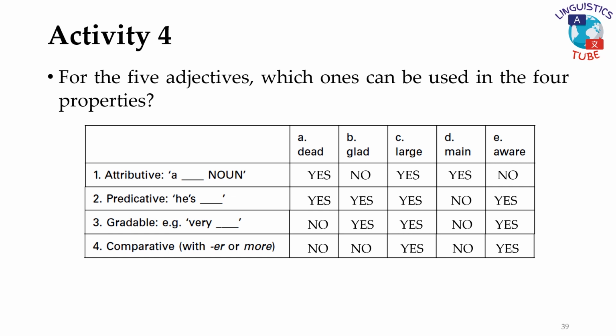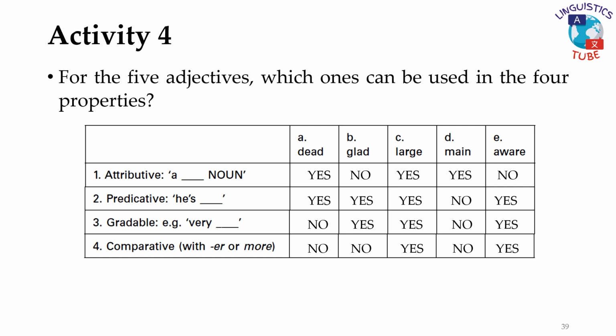Here are the answers. We'll start with the only central adjective, large. You can say a large dog. He's large. He's very large. The dog is larger than that dog. So, it is a central adjective.